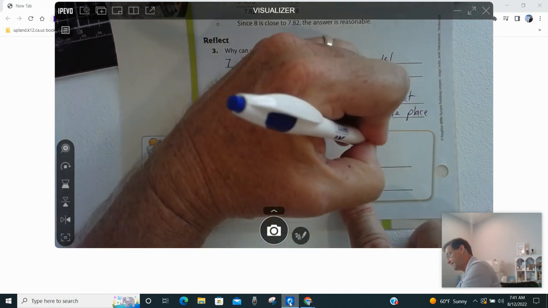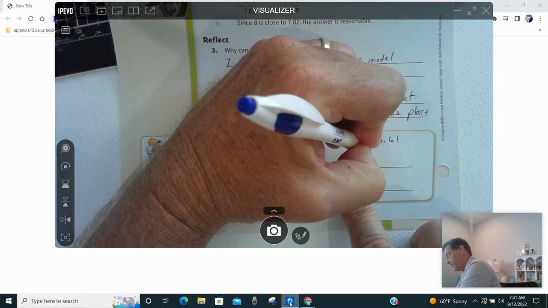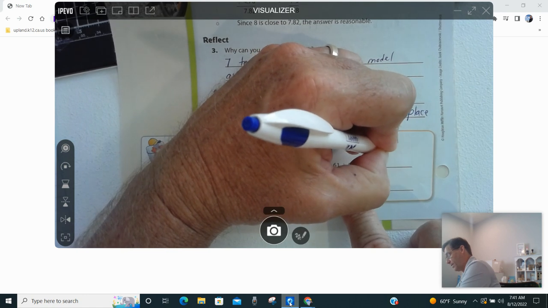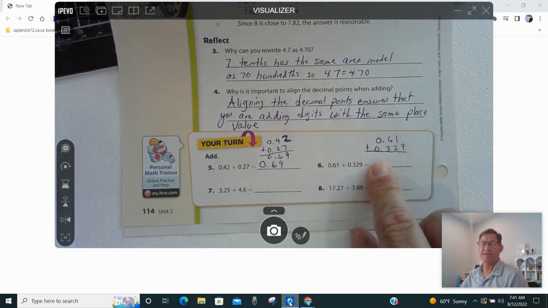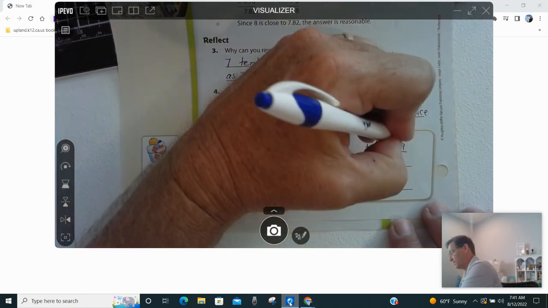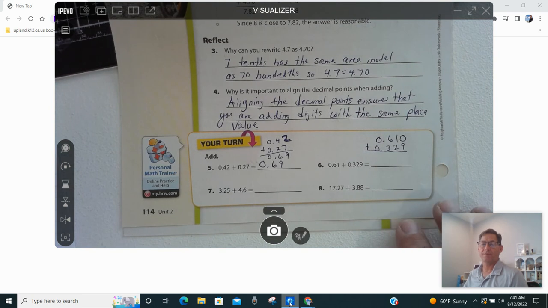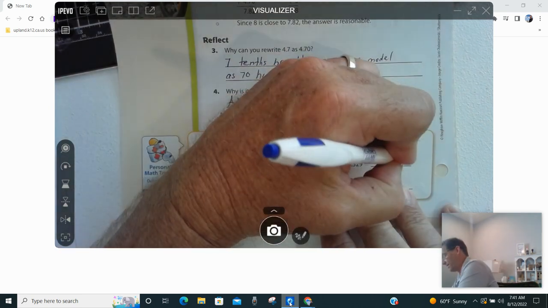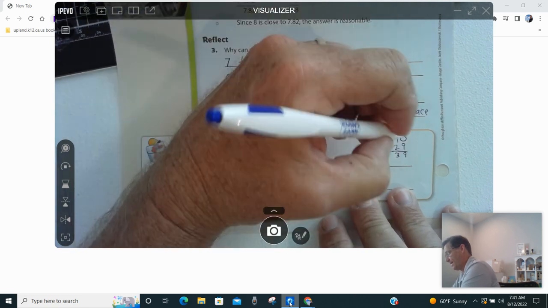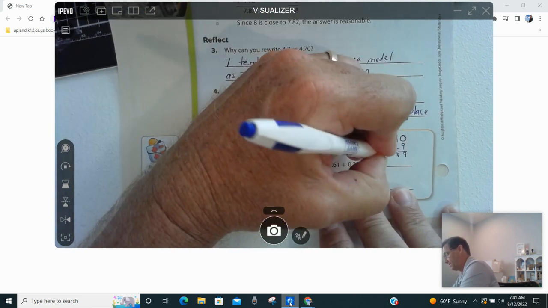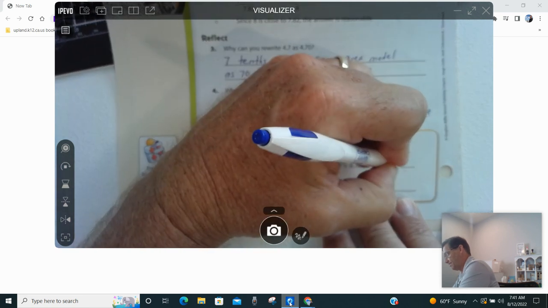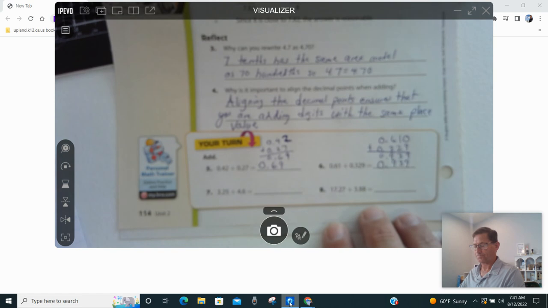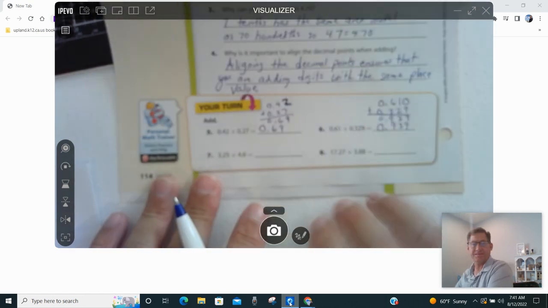61 hundredths plus 329 thousandths. Line up the decimals, and we can put a 0 as a placeholder in 61 hundredths, and add right to left. 9 thousandths, 3/10, 3 hundredths, 9/10, and 0 ones. Number 7.